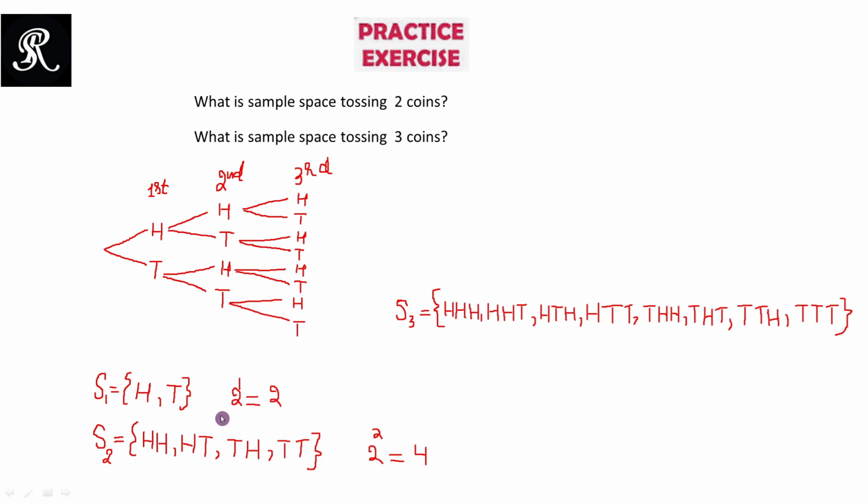And similar to these formulae, we can write the formula for that one. So that would be 2 raised to power 3, because this time we are tossing a coin thrice. So that would be 8. Now let us wrap up this lecture quickly.